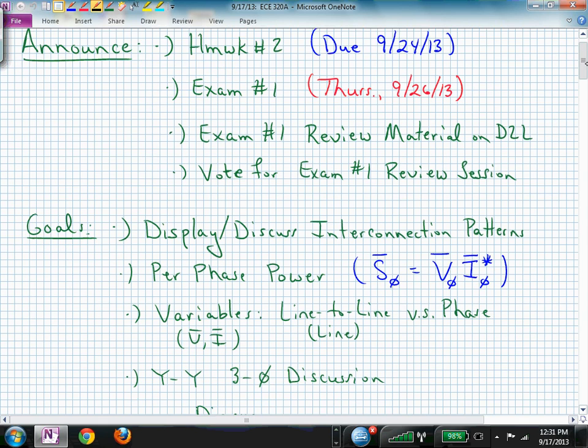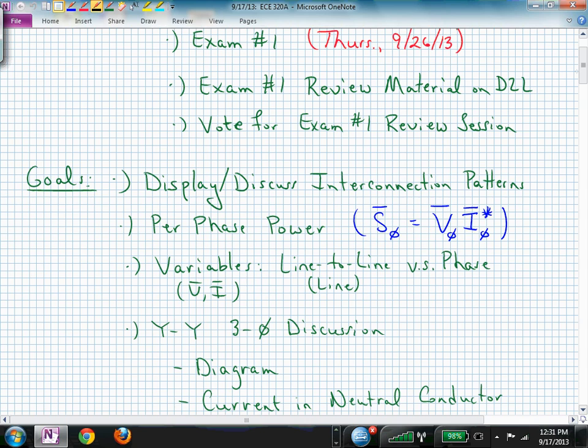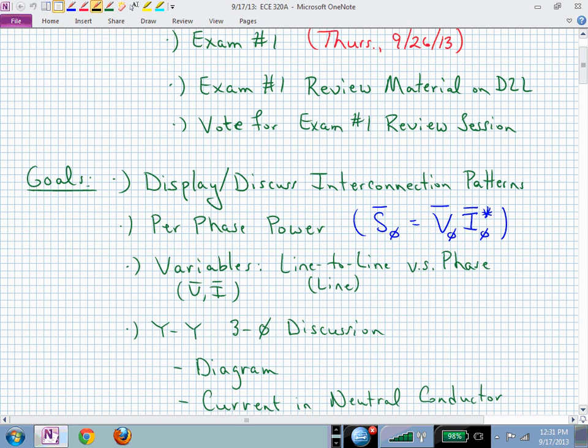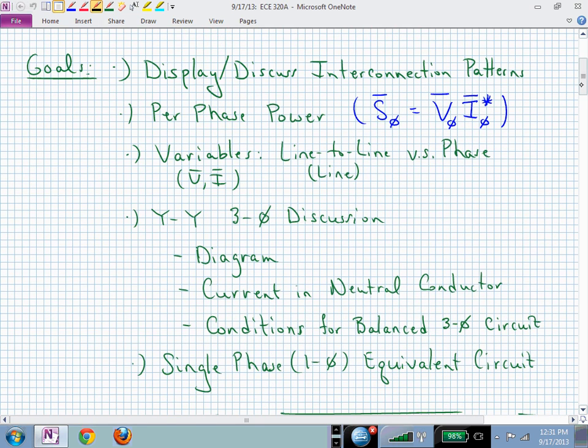As we said before we started, there is a voting form going around the classroom, and please vote for your preference or preferences for the exam review session for exam number 1.